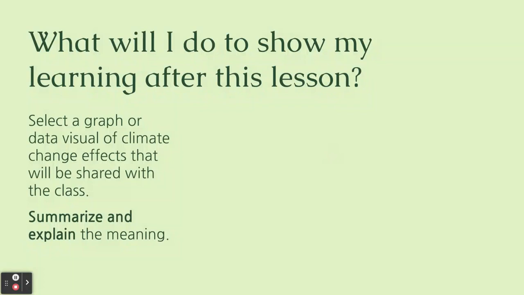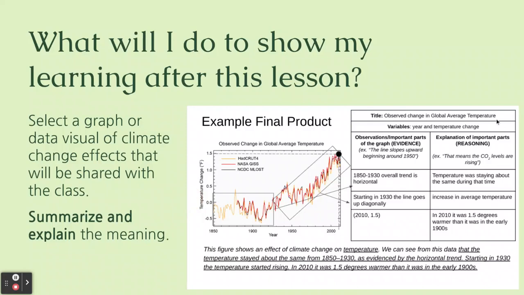So after this lesson, you are going to select a graph or a data visual of climate change that you are then going to interpret and be ready to share with the class. Your objective is to be able to summarize and explain the meaning of your selected data visual. This is an example of what your final product might look like, where you have the visual that you selected, you create a table where you're identifying particular things, and you write a 3-sentence summary of the visual.